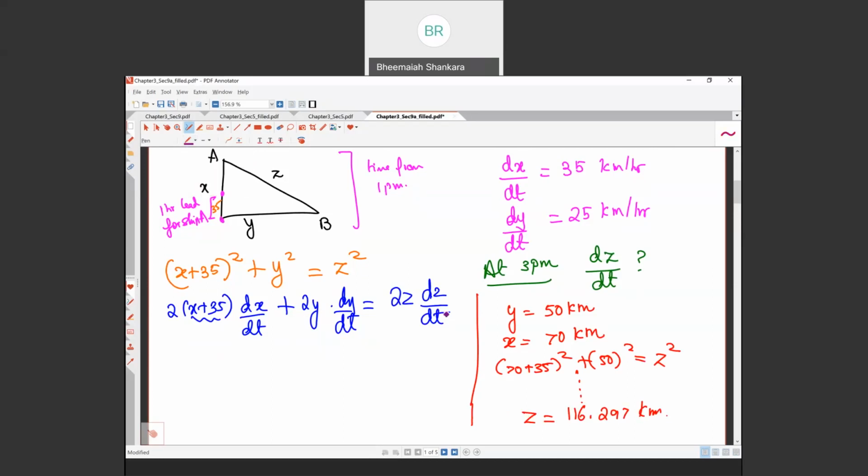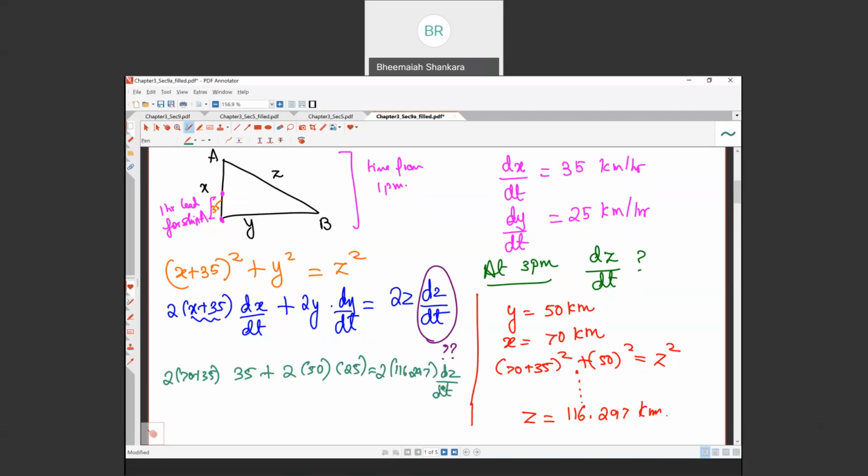Now that you have the z value with you, if you come back to this implicit differentiation expression, you should have only one unknown, which is dz over dt. This is the only unknown. So we have all the other variables. So let's start plugging in. We have 2 times (70 plus 35) times 35 plus 2 times 50 times 25, equals 2 times 116.297 times dz over dt.